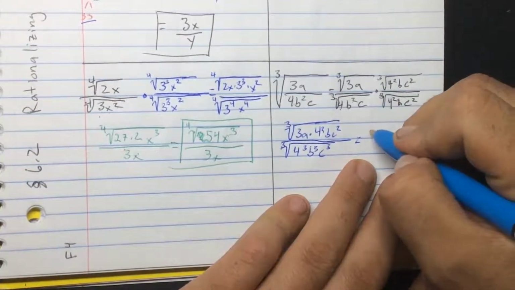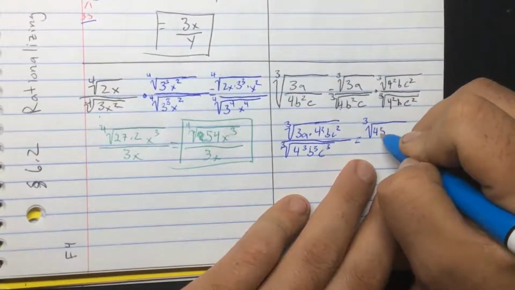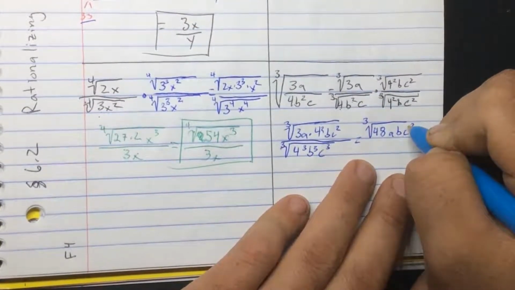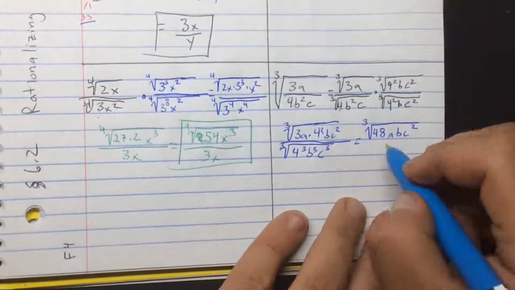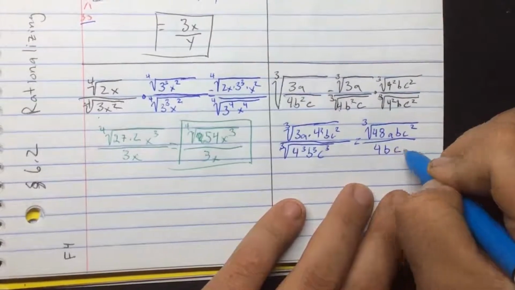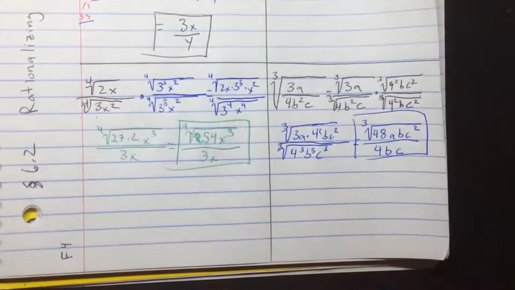16 times 3 is 48. Cube root of 48abc squared. Ooh, abc squared. That's kind of cool, actually. And this is going to be divided by 4bc, because each of these will come out of the cube root. And this would be our final answer.